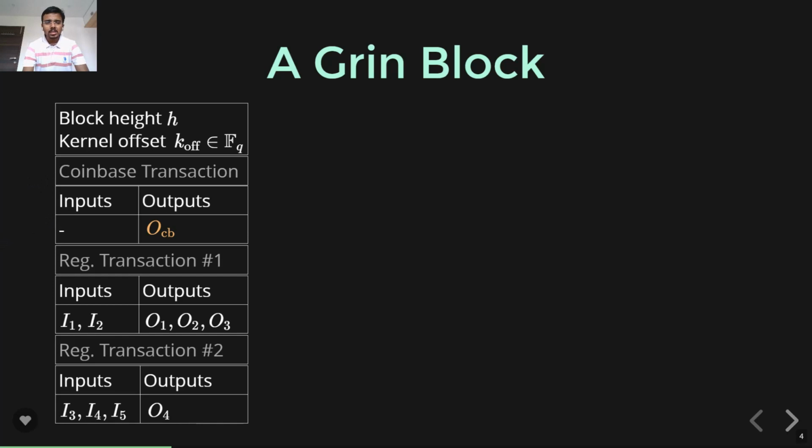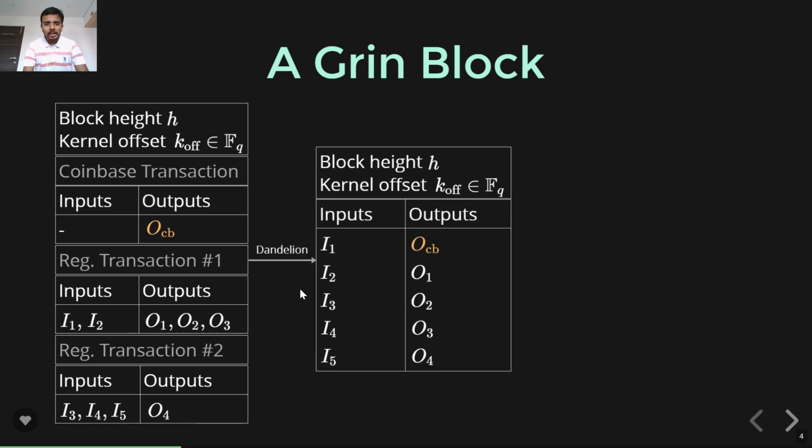The Coinbase transaction is basically used to pay the miners for mining the block, and it does not have any inputs. It has only one output which is owned by the miner, and this output is known as the Coinbase output. The regular transactions can have any number of inputs and outputs. However, this is not the representation we actually see on the Grin blockchain. The transactions in each Grin block are aggregated using a protocol known as Dandelion. Dandelion basically helps in hiding the source of these inputs and outputs, and it also aggregates the transactions.